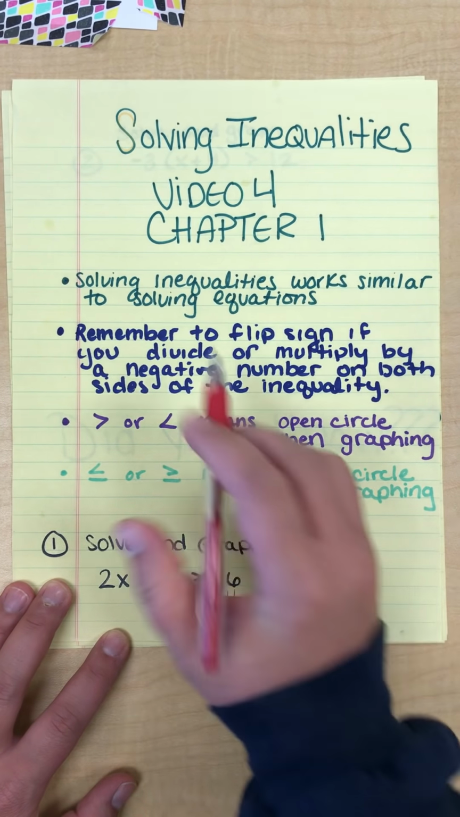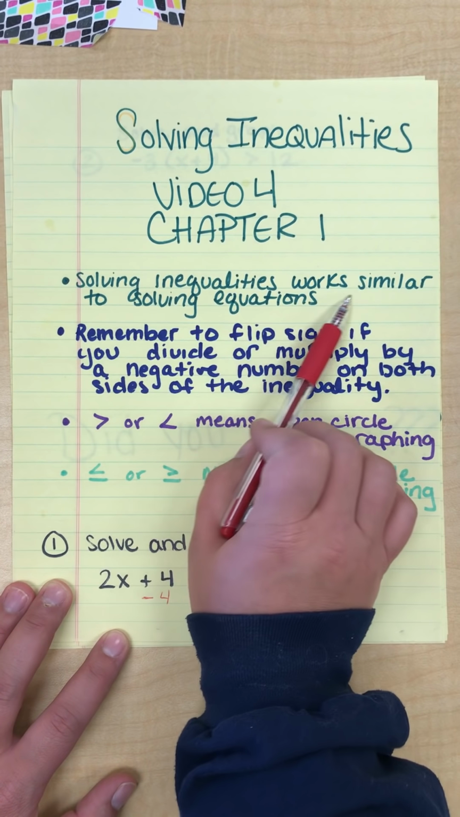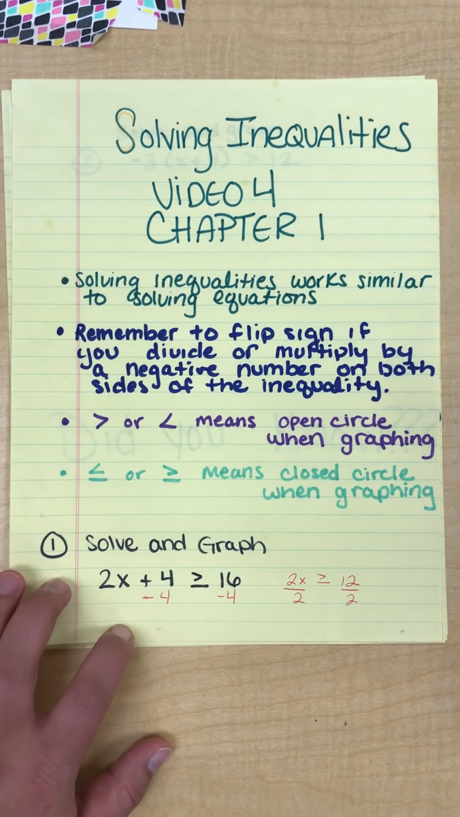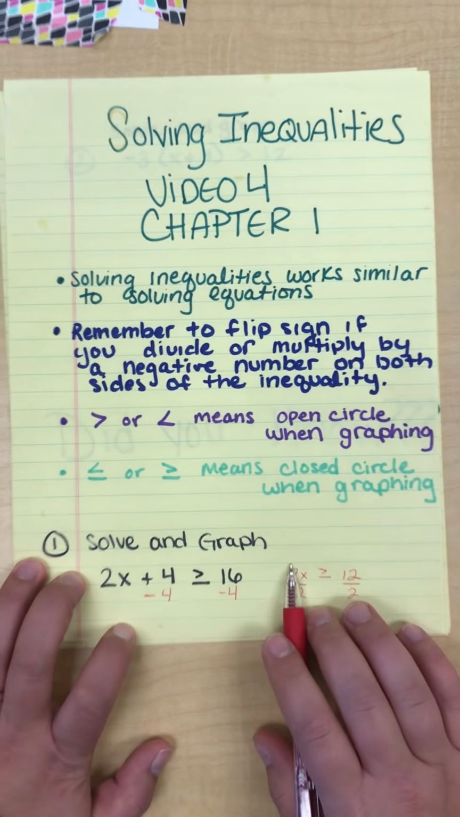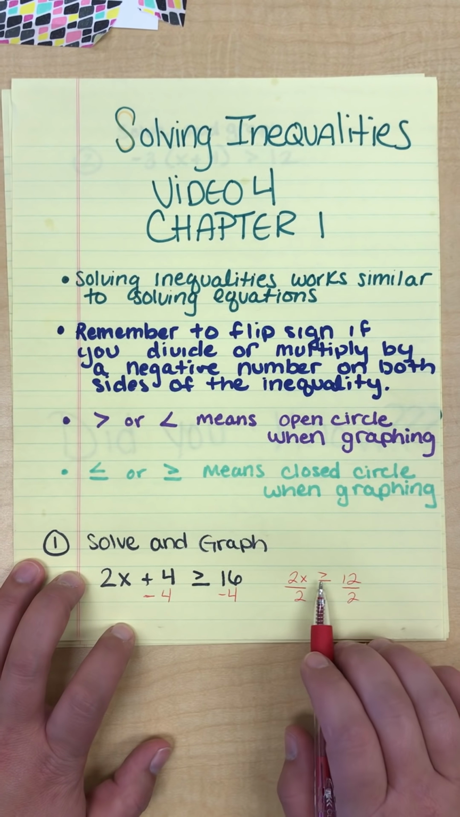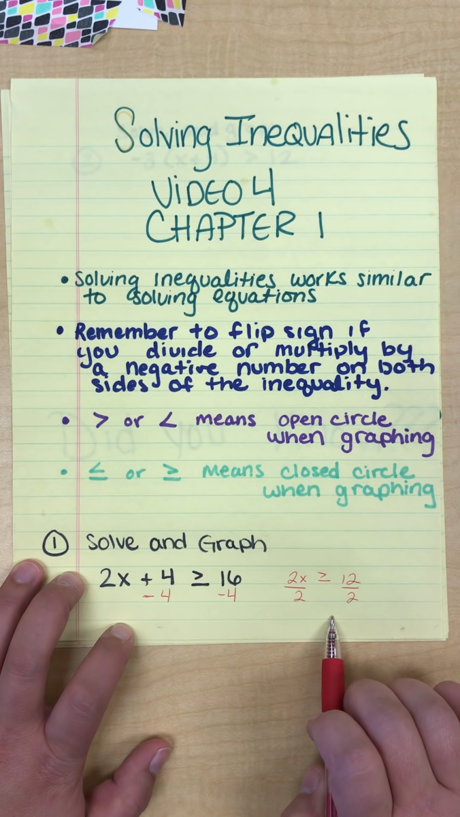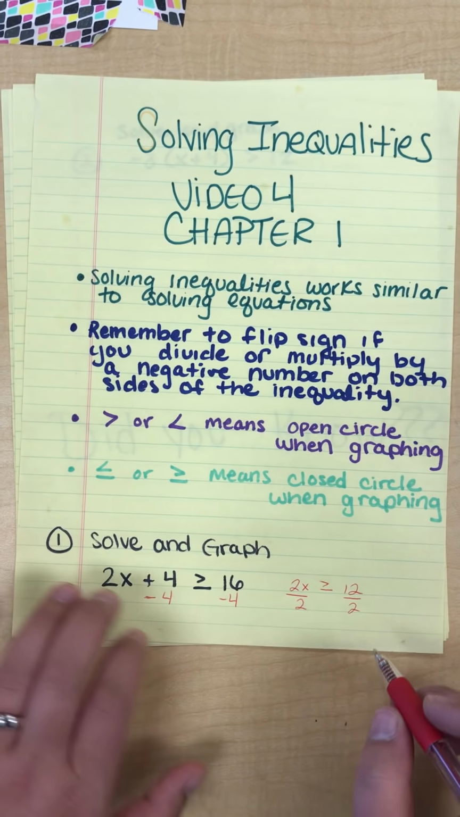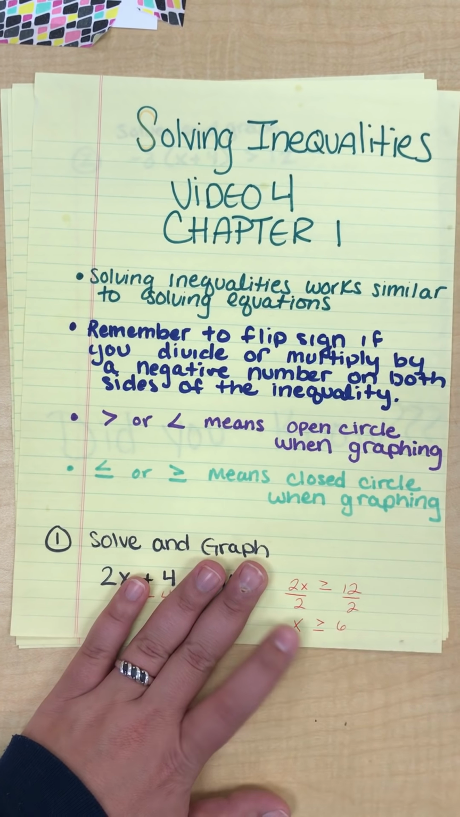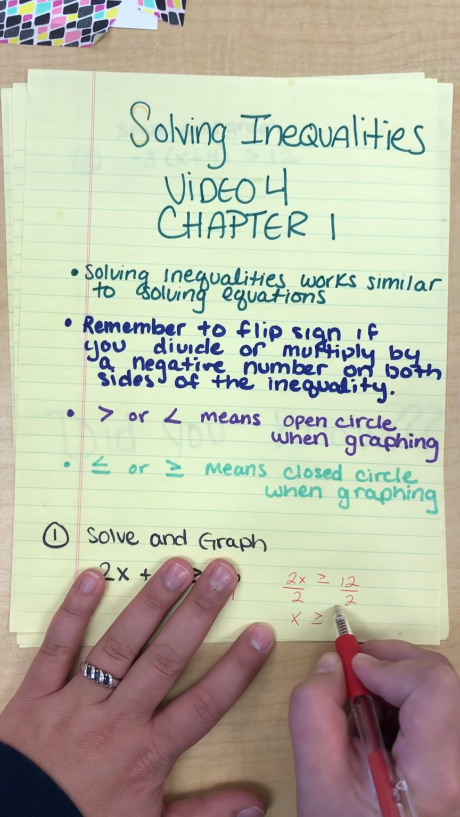So again, like we set up in this first step, solving inequalities works similar to solving equations. There's not a whole lot different going on. If this would have been a negative 2, and I would have divided by negative 2 on both sides, I would have had to flip this inequality symbol around and it would have become a less than. But because it's a positive 2, I can keep it just the way it is and say x is greater than or equal to 6. So there is my solution.